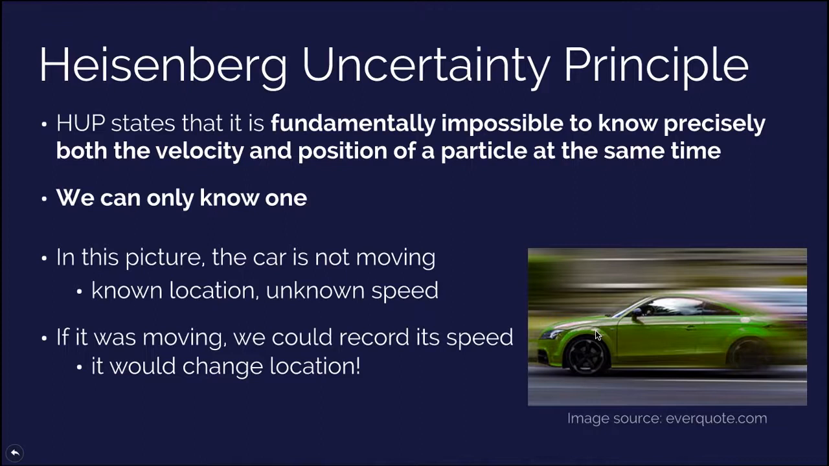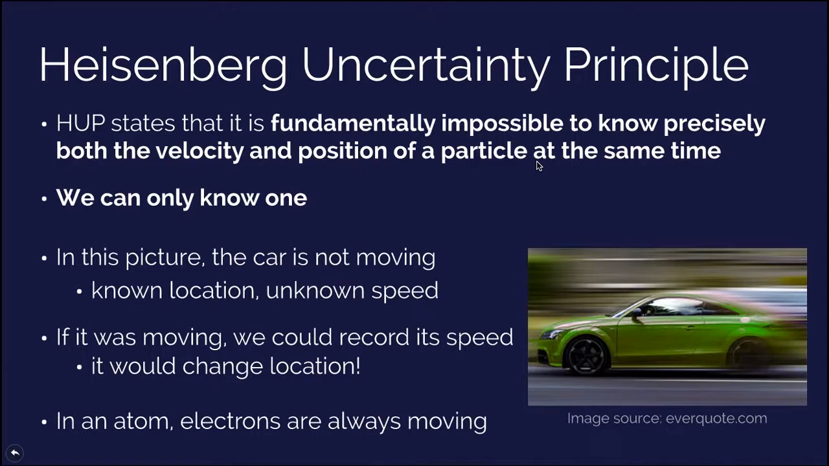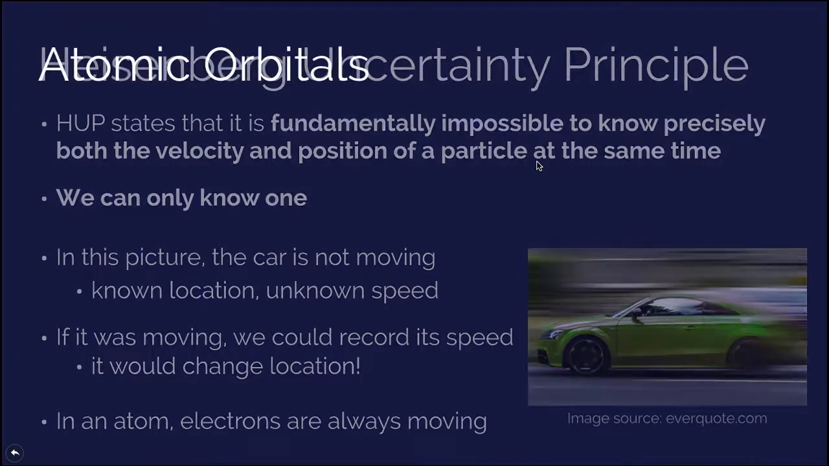Again, this goes back to the Heisenberg uncertainty principle. We can know either the location or the speed of an object, in this case, an electron, but we can never know both at the same time because these two properties don't match together. And so, to tie in that example, in an atom, the electrons are in constant motion, they're always moving around, and this is why we can never know both location and speed.